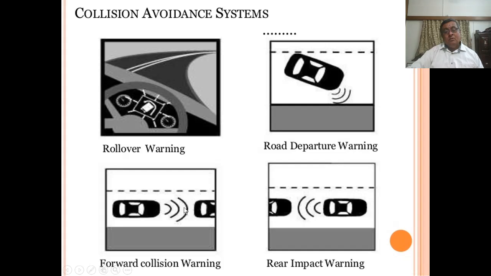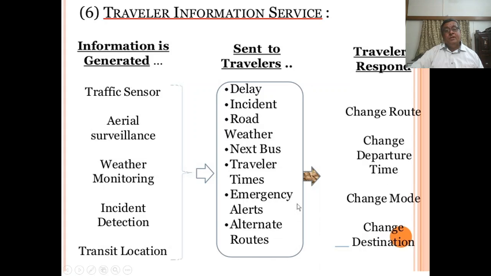Then this is forward collision warning, two cars approaching in front of us. This is also rear impact warning, and so on. Then traveler information service.